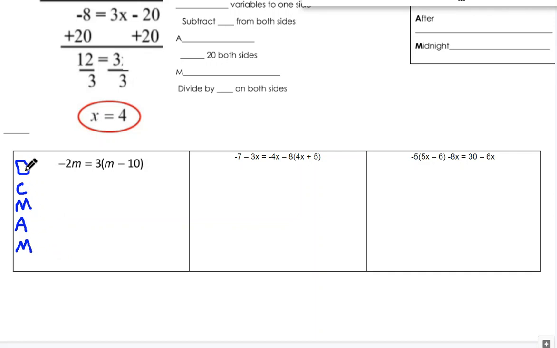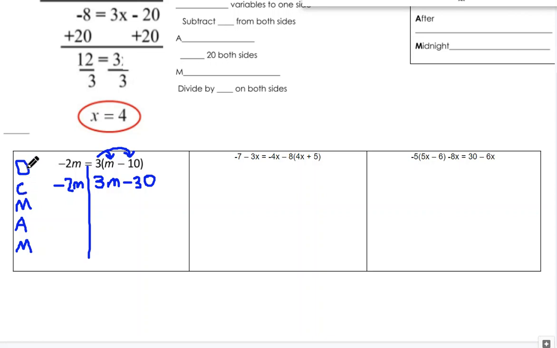My first step says distribute, right? So I have to get rid of these parentheses by distributing. I take that 3 times the m, and I'm also going to times it to that -10. 3 times m gives me 3m, and 3 times -10 gives me -30. And then I can bring down everything else. I just drew a big wall there because that helps me solve my equation.